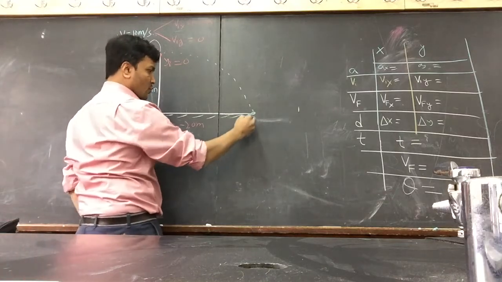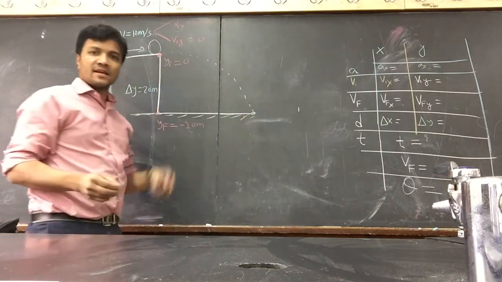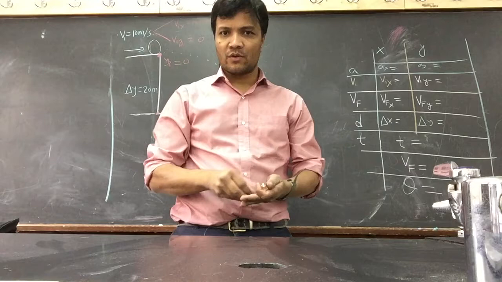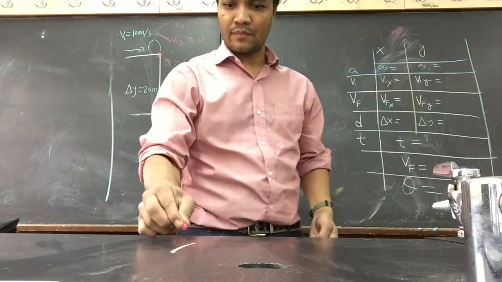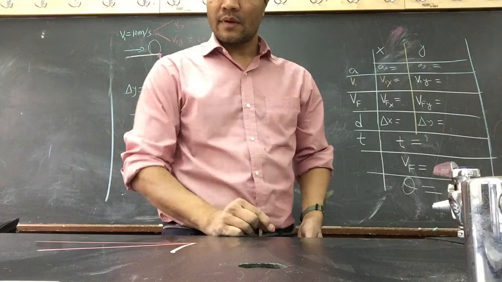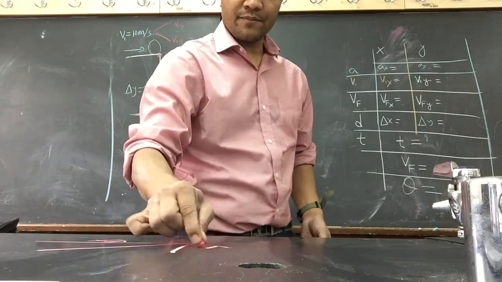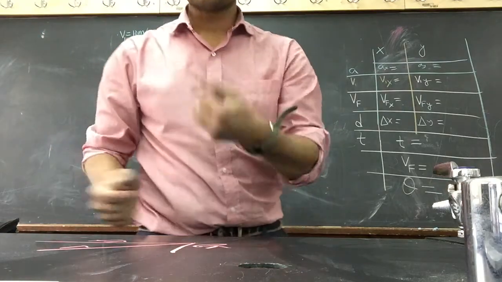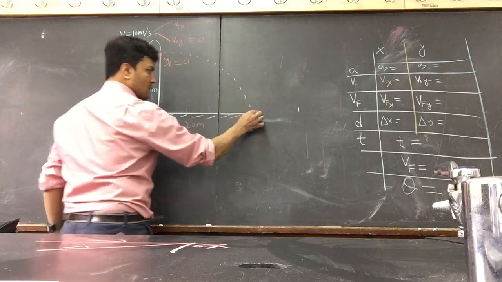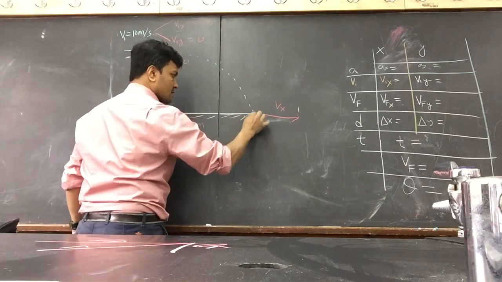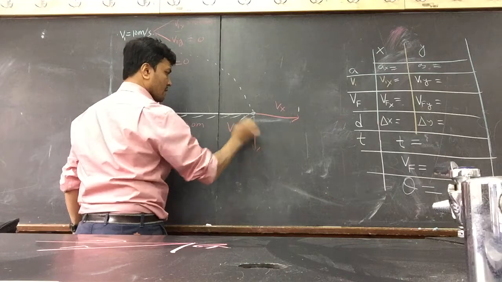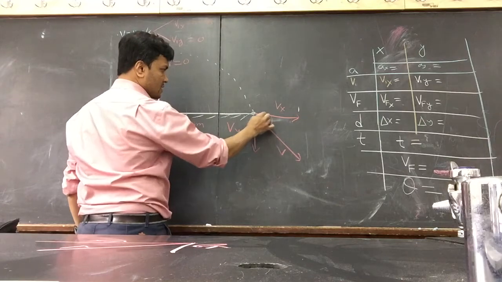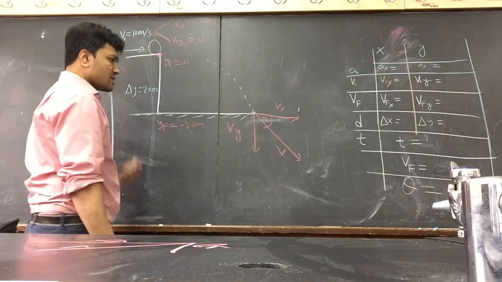Over here, when the ball hits the ground, we should see three arrows: Vx, Vy, and V. So this is Vx, this is Vy, and this is of course V. And finally we're going to find the theta. Let's find it.